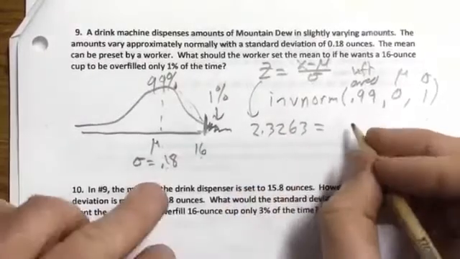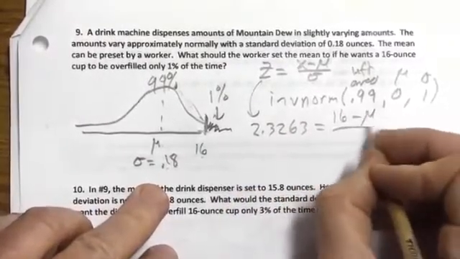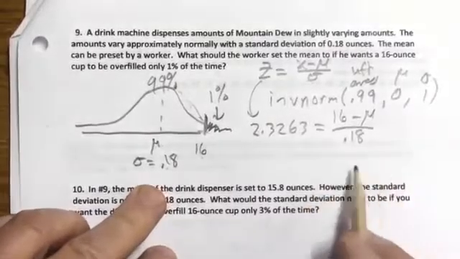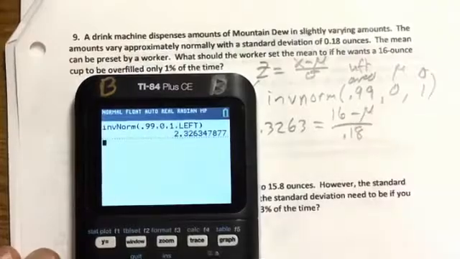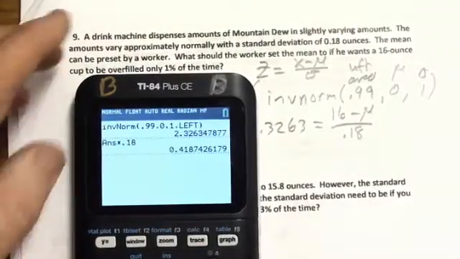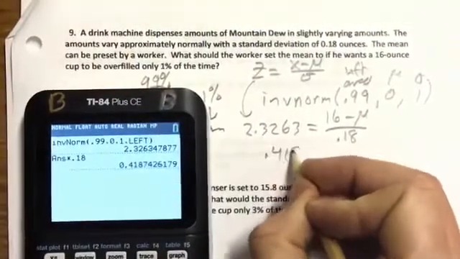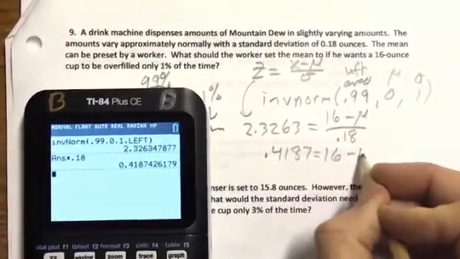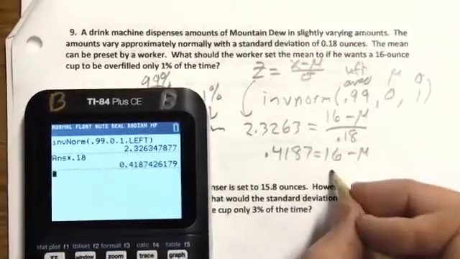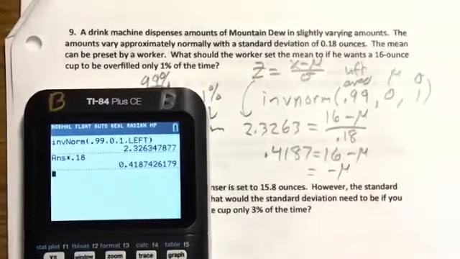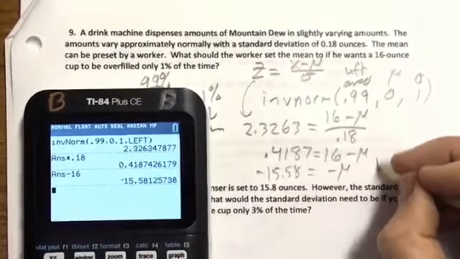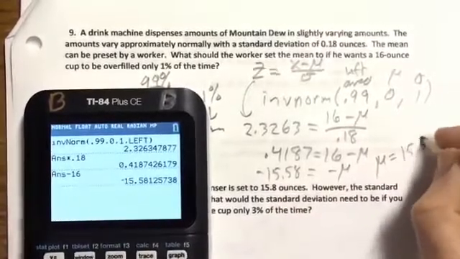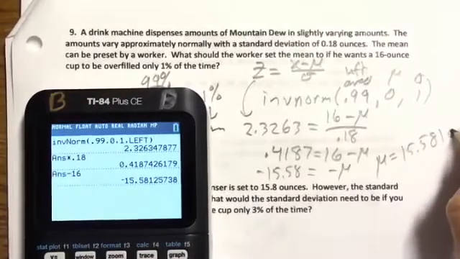2.3263 is equal to the x value, 16, minus mu, over our sigma of 0.18. And so I'll just use my algebra skills here to solve for mu. I'll multiply, so I'll say 0.18 times both sides. And so that would leave me with 0.4187 is equal to 16 minus mu. And then just subtract 16 from both sides. Minus mu is equal to this minus 16. And so this would be negative 15.58. And so therefore my mu is equal to 15.581. And this is ounces.